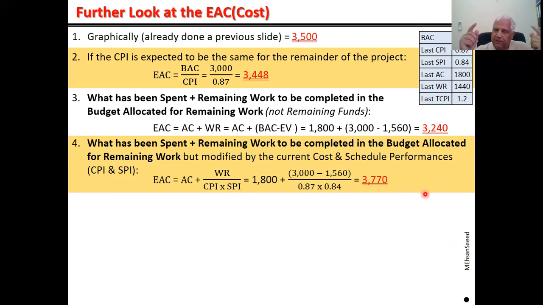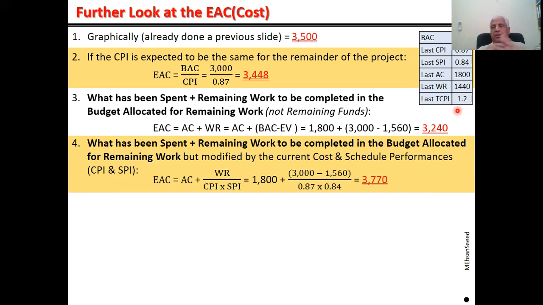Again, which approach is correct? Whatever you say is correct because you are the professional project manager. Another approach could be to forget about indices and work remaining, but involve instead the TCPI. What is the TCPI telling you about the remaining work? The TCPI is telling you that the remaining work is to be completed at 120% efficiency, or you need 120% funds to be able to complete the remaining work.